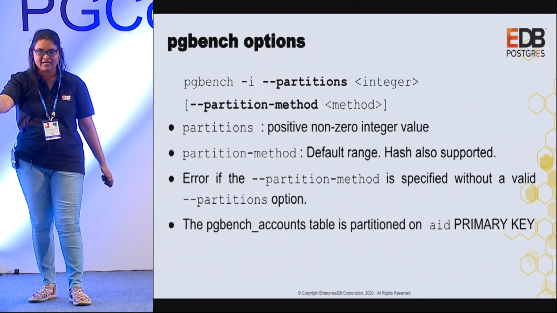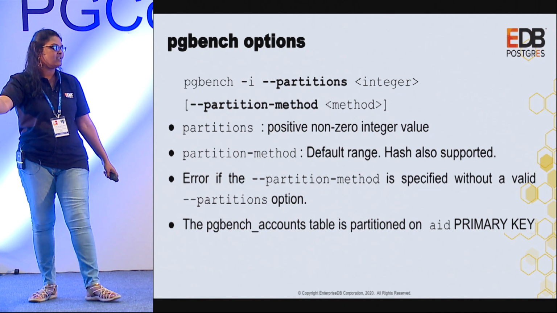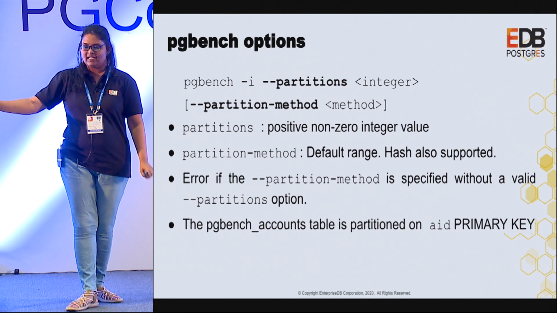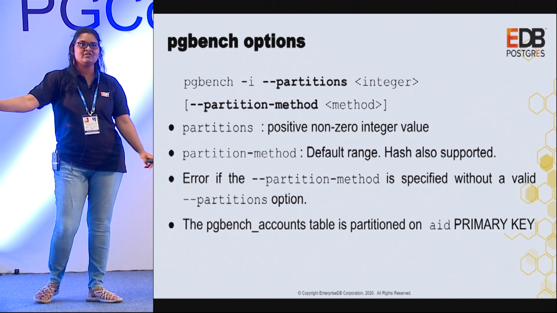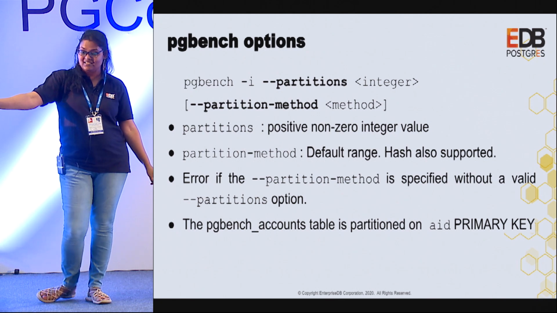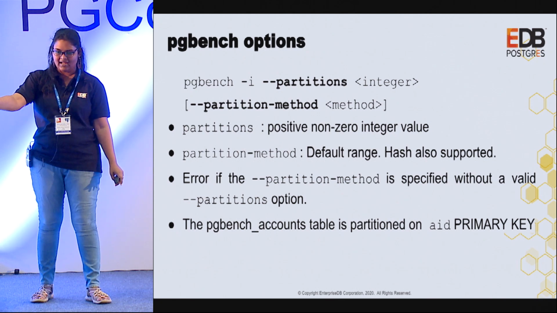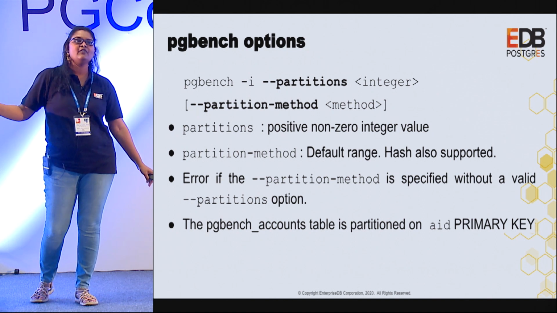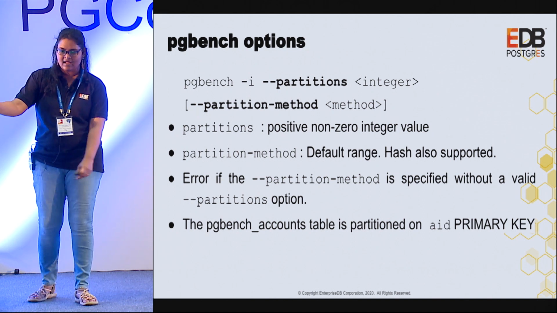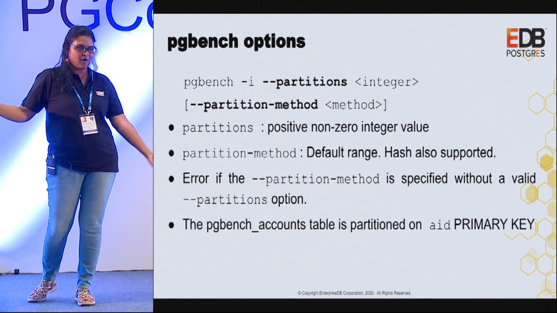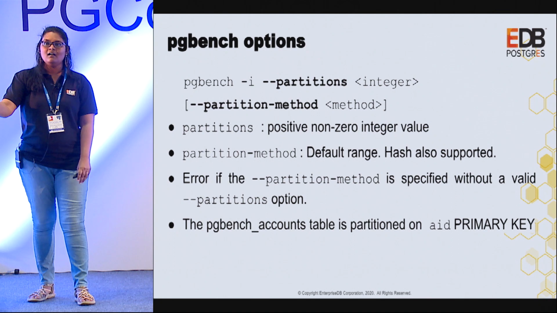So recently, PGBench has added a few options that enable you to benchmark partitioned tables. There are two keywords which have been added, which are partitions and partition method. Partitions has to be a non-zero integer value, and partition method can be range or hash. By default, it uses range. And you cannot mention partition method without specifying the partitions option. It would throw an error.